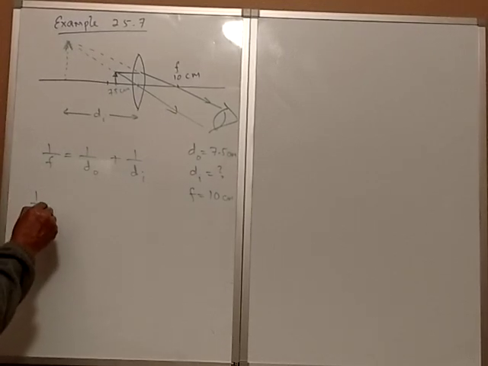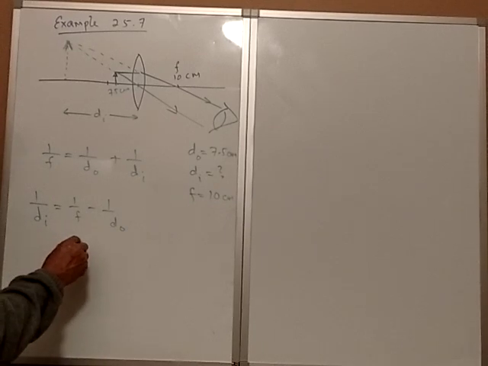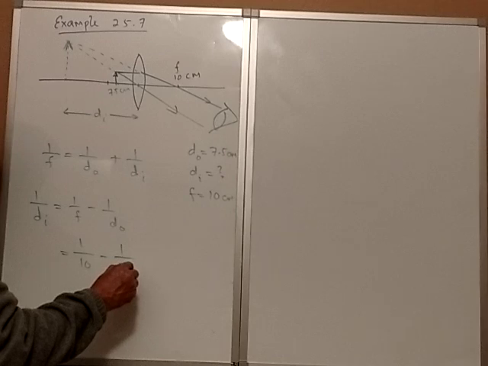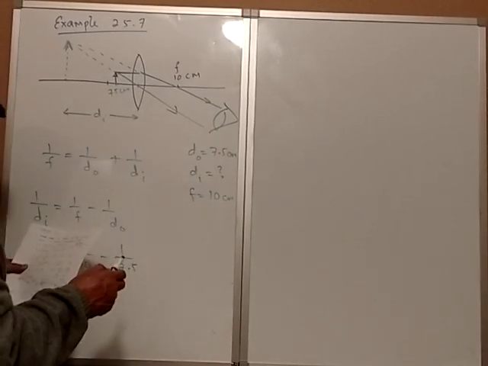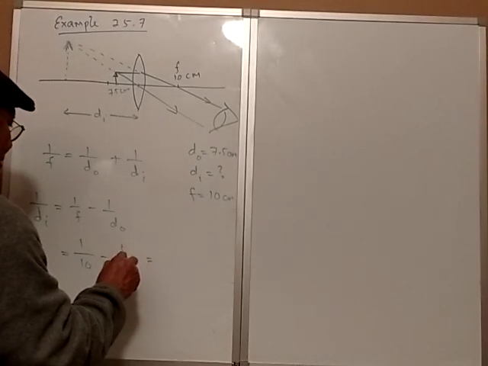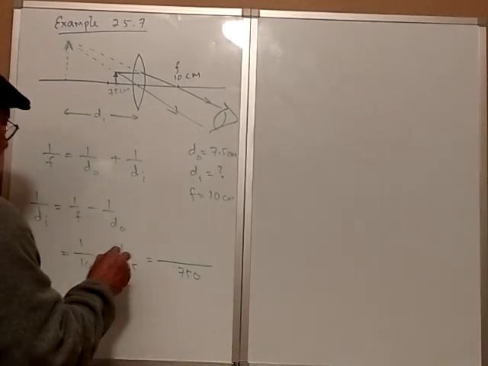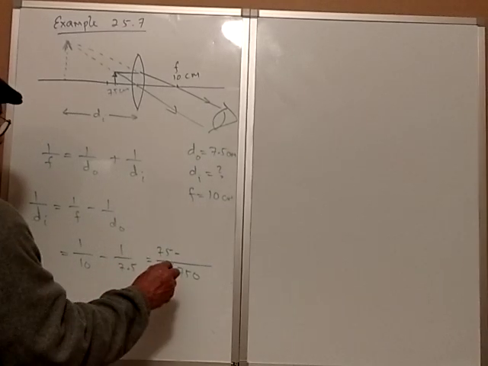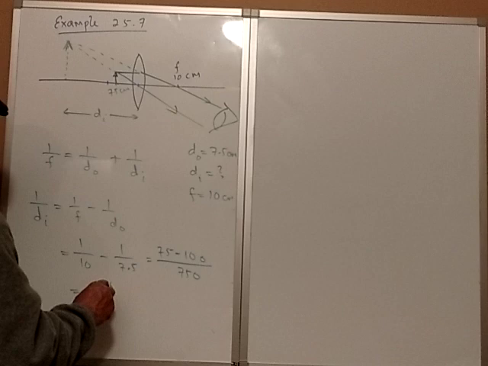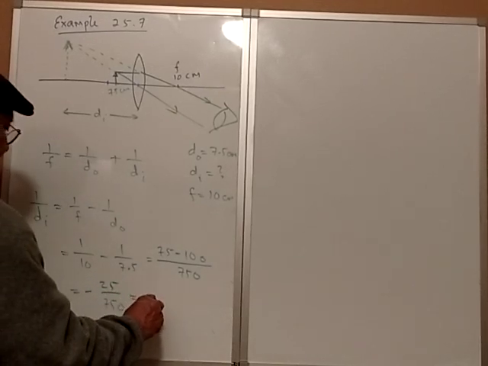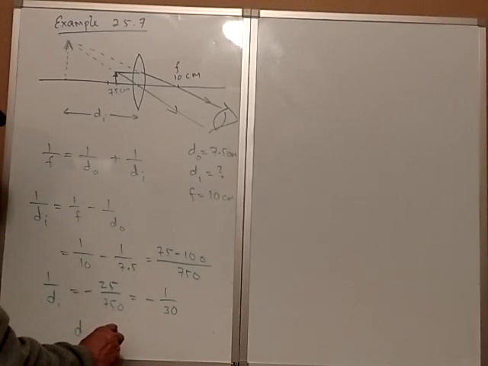So 1 by d sub i is equal to 1 by f minus 1 by d sub o. So 1 by f is 1 by 10 minus 1 by 7.5. Right? And I can find the common denominator here. I'll make it easy for you. Let's make it 750. So 10 goes into 750 75 times, minus 7.5 goes into there 100 times. So the answer is negative 25 by 750, or negative 1 by 30. That's 1 by d sub i. So d sub i is equal to negative 30 centimeters.